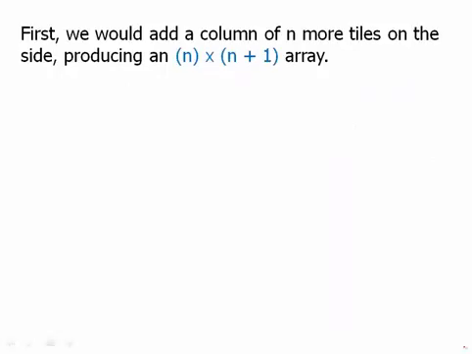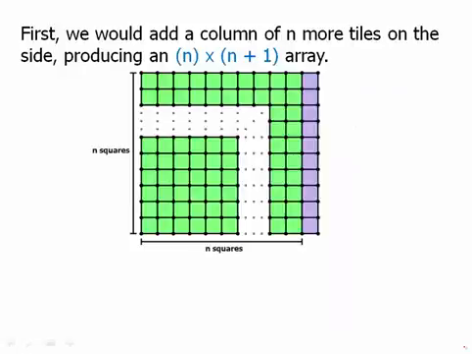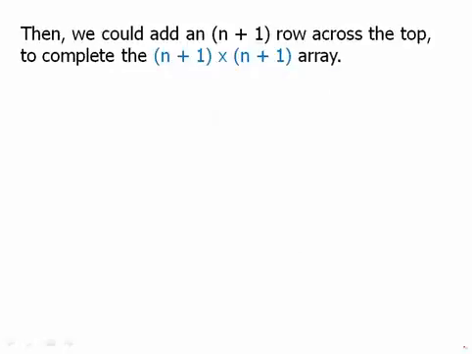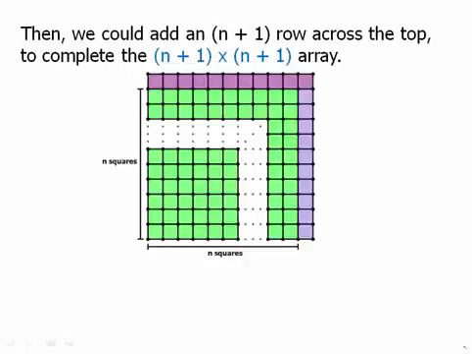First of all, we'd add a column of n more tiles on the side. And this would produce a rectangle. So this rectangle is n squares high, and it's n plus 1 columns across. We have that extra 1 that we added. And so we added n by adding that column. Well, now we're going to add a top row, n plus 1 across the top, and that will complete it, and we'll have a new square.